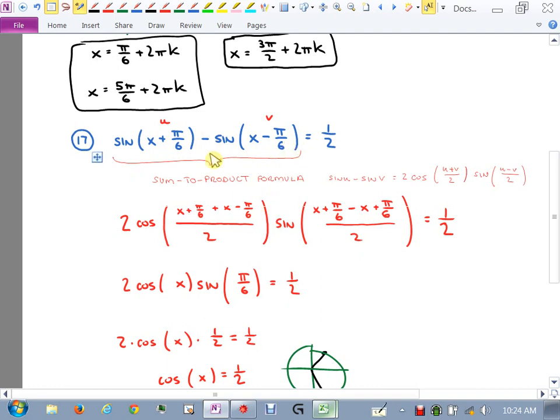So here's the formula. This is equal to, the left side turns into 2 cosine u plus v over 2 times sine of u minus v over 2 equals a half. And then when you do this, these pi over 6's cancel. You're left with 2x. 2x over 2 is just x. And we got the 2 out front. This one over here, your x's cancel and your pi over 6 add together. Pi over 6 and pi over 6 is pi over 3. But then you divide by 2, you get pi over 6 again. And then the right side is still 1/2. Are you following up to that point?